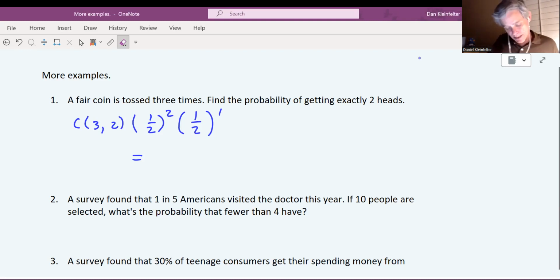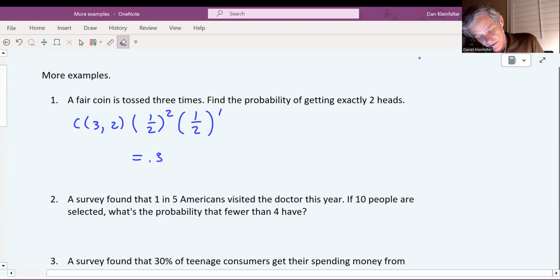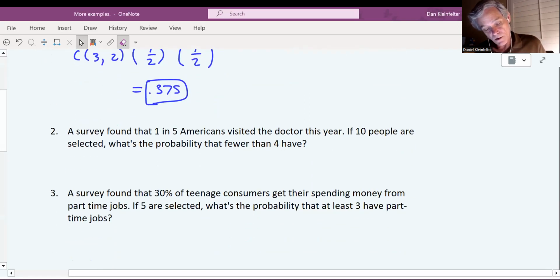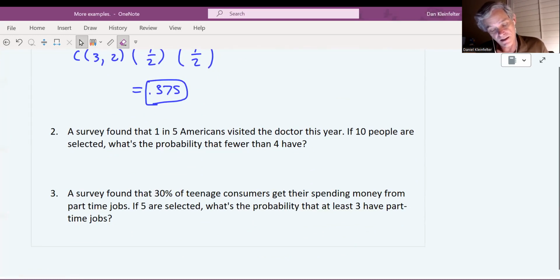That's about 0.375. So I'll leave it to you to calculate that by hand using earlier methods we had, and then you can see how that goes. All right, so let's try one more. Number 2 says a survey found that 1 in 5 Americans have visited the doctor this year. If 10 people are selected, what's the probability that fewer than 4 have?